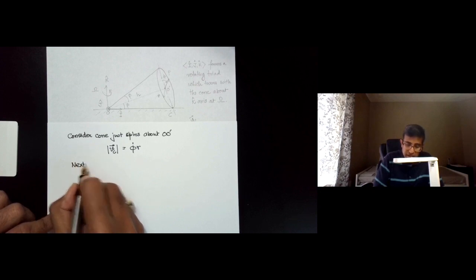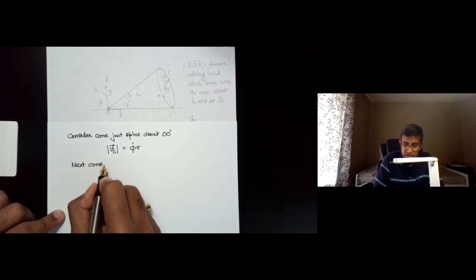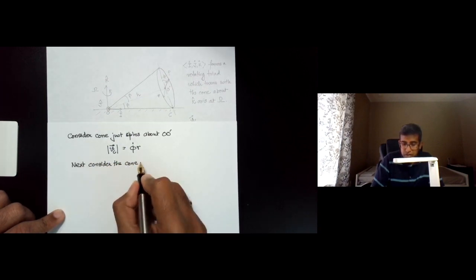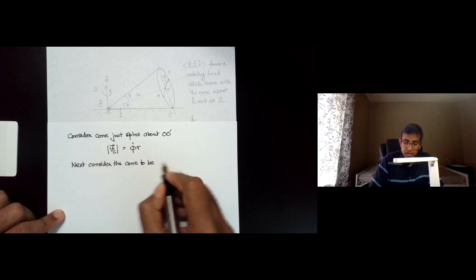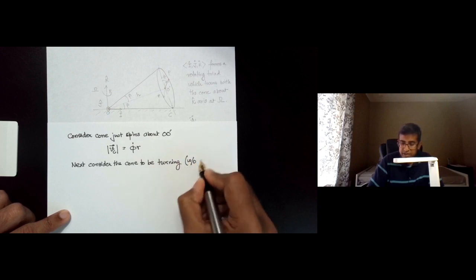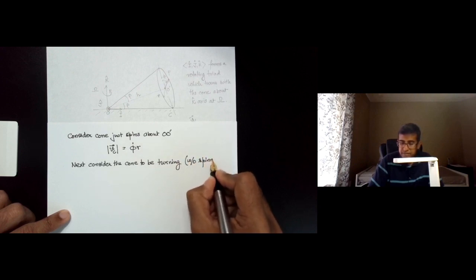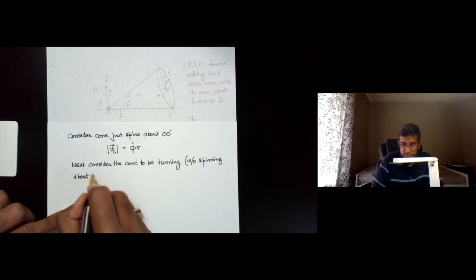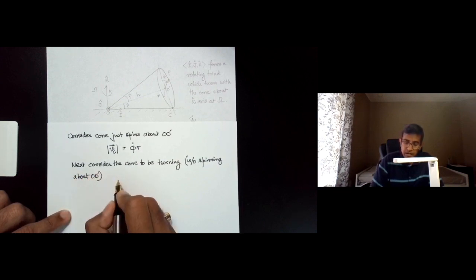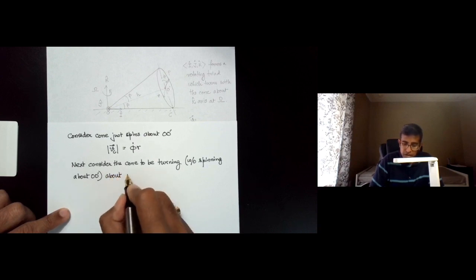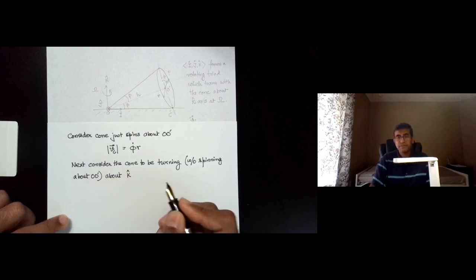Next, consider the cone to be turning without spinning about its axis, about K.